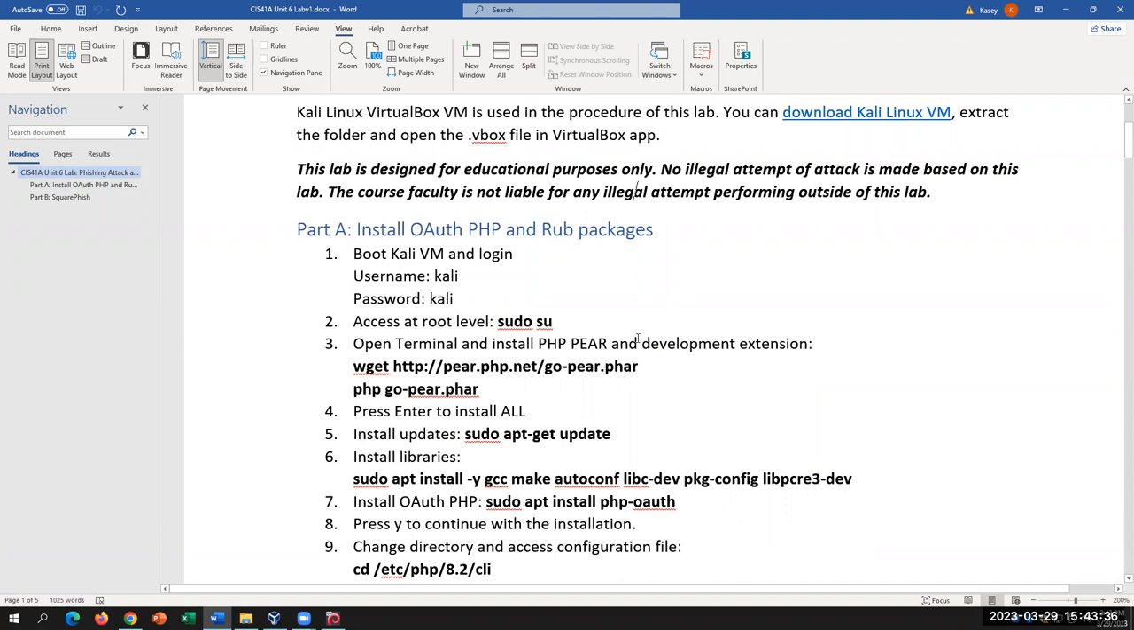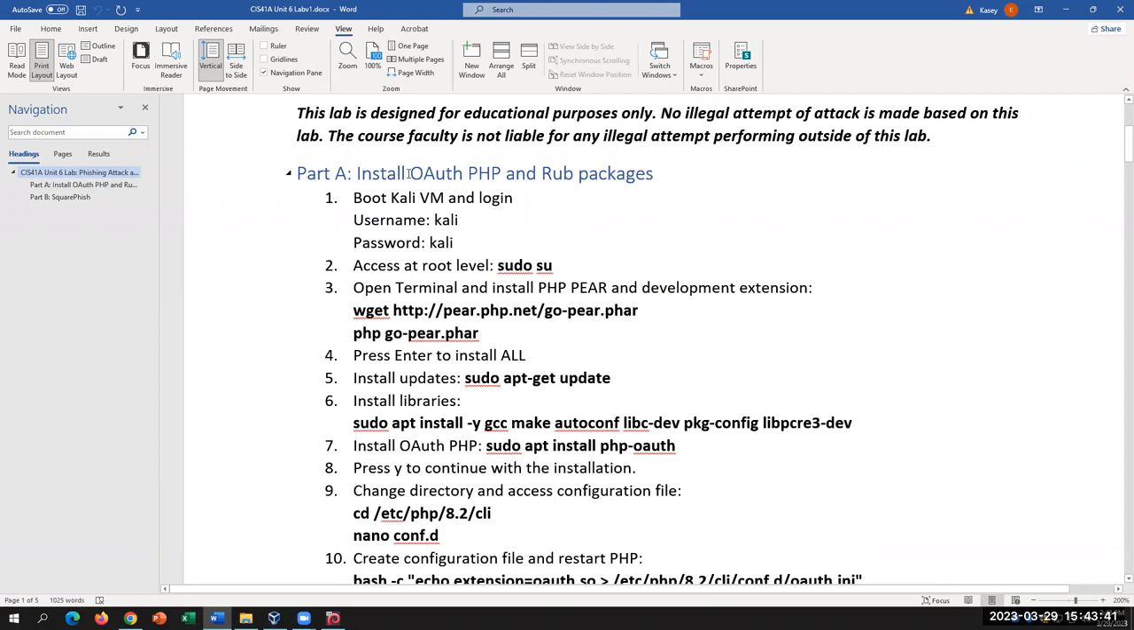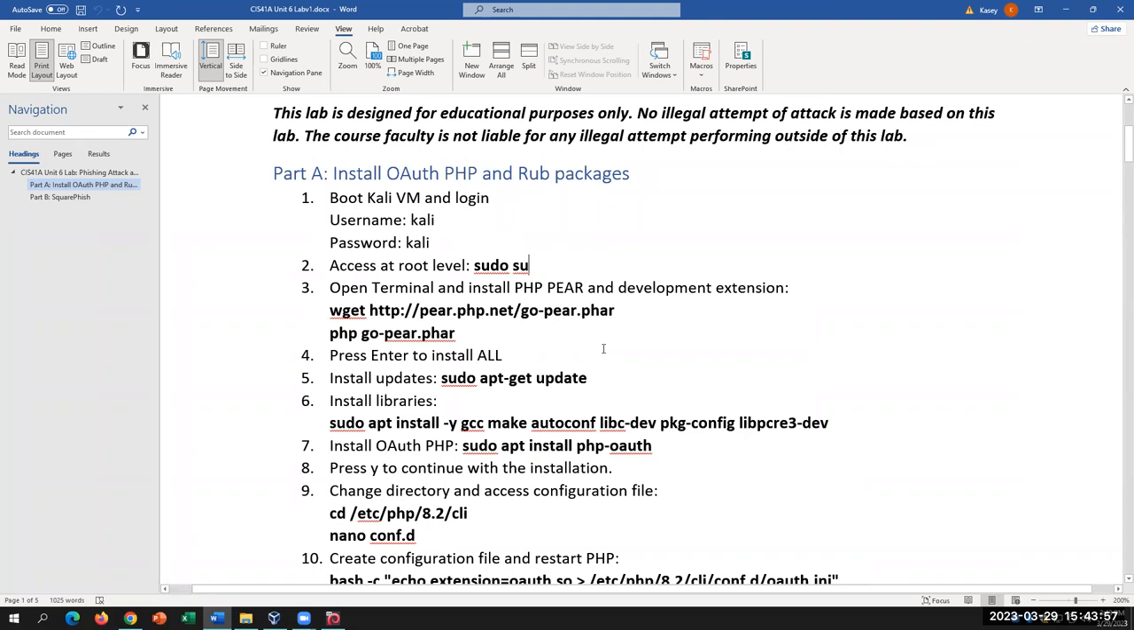Part A, we're going to install OAuth, and I want you to know how to do that. In Linux it is super easy. You need to have root privilege, however, because otherwise you have to modify the configuration file. You can do chmod and give read and execute, but it saves some steps if we do sudo su.